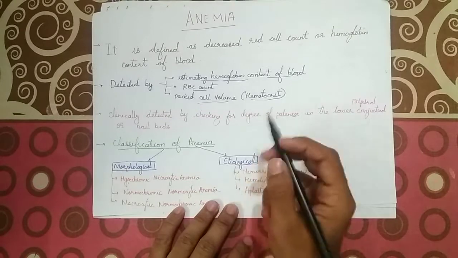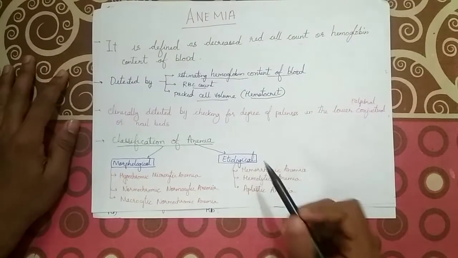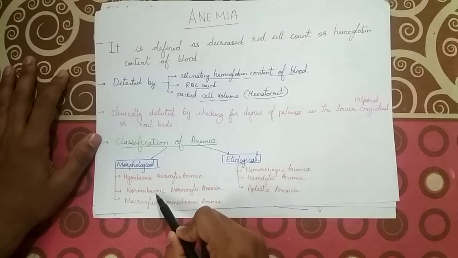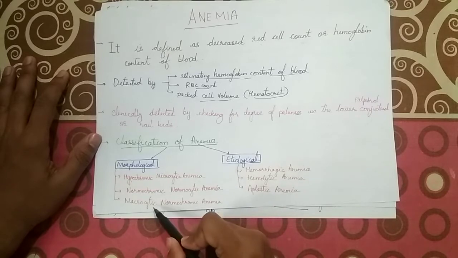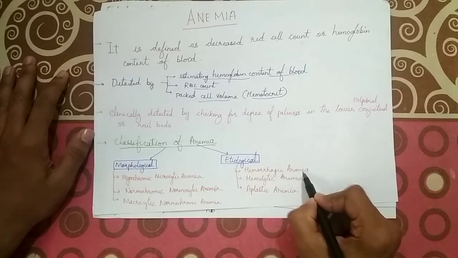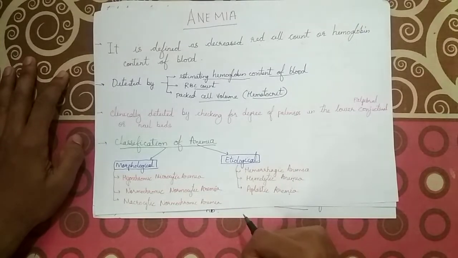So let's classify the anemia. Anemia can be classified into morphological and etiological. Morphological, it is hypochromic microcytic anemia, normochromic normocytic anemia, macrocytic normochromic anemia. And in the etiological, it is hemorrhagic anemia, hemolytic anemia and aplastic anemia. Let's talk about this in detail.